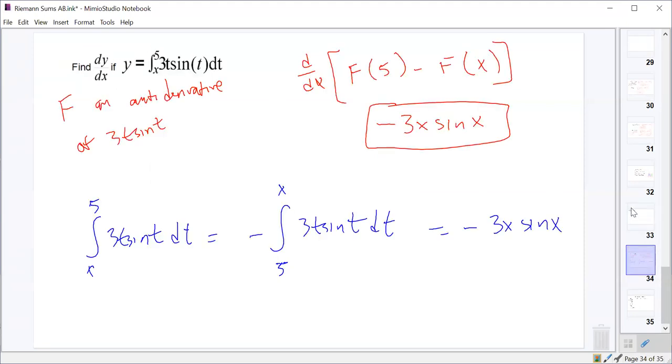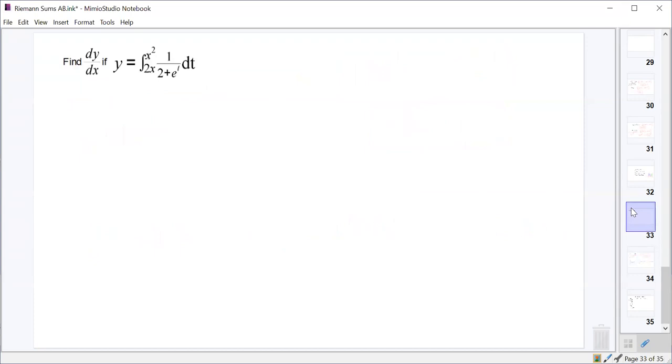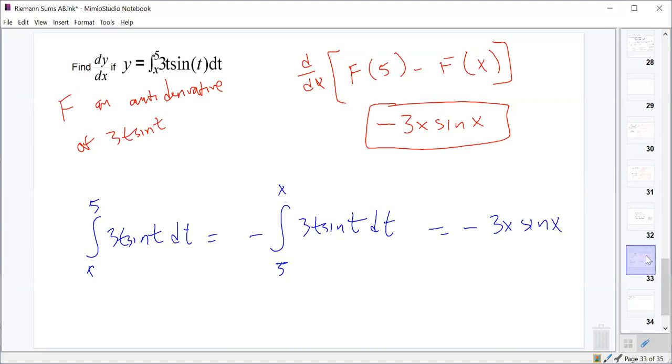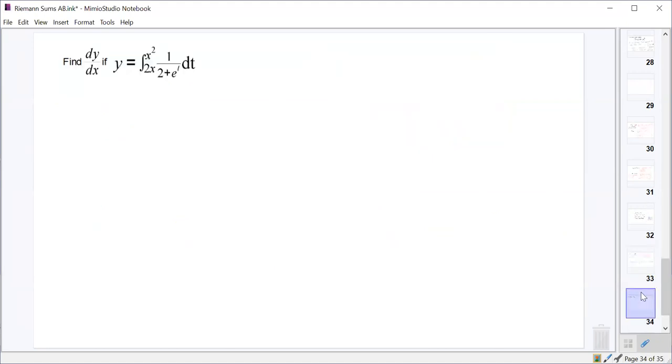I'm not sure why that one is before this one. I don't know how we missed this one, but I want to do this one now. Let's move that around so it's in the right order. So we want to find the derivative of y equals the integral from 2x to x squared of 1 over 2 plus e to the t. So what are our thoughts with this one? This one's a little different because there's no constant, right? It's now just the lower limit of the function and the upper limit of the function. So how are we going to deal with that?